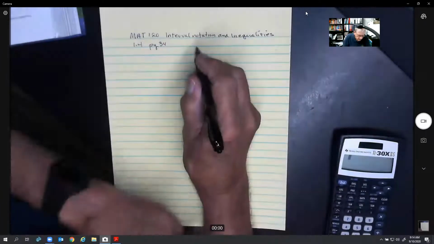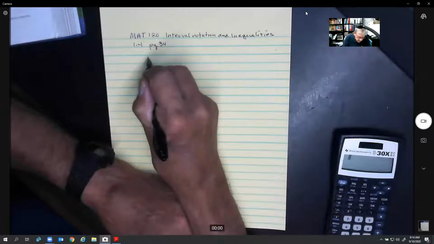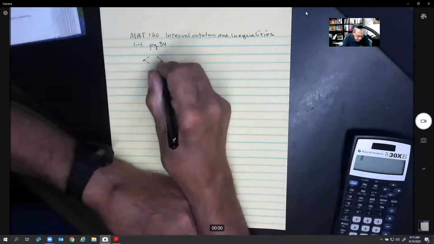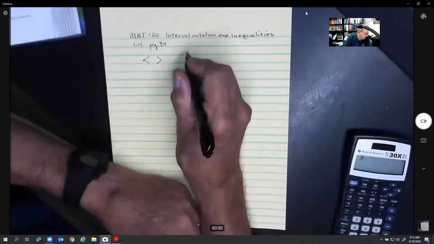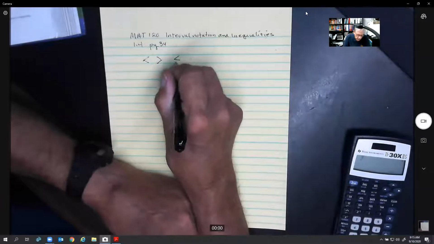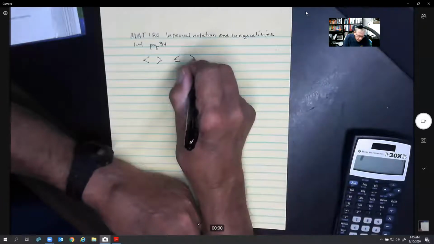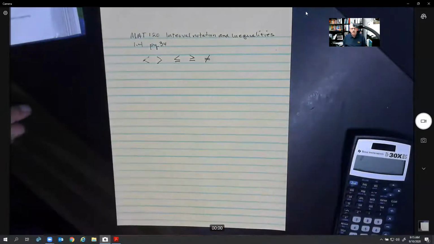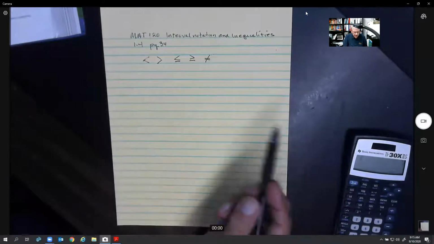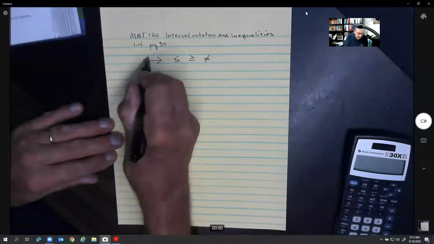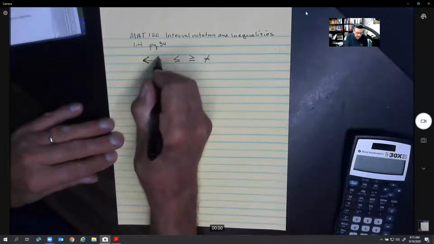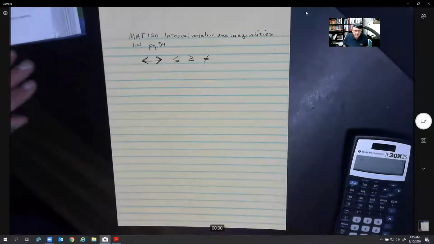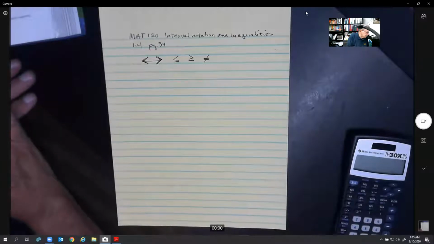Okay, inequalities obviously use symbols. This is your less than symbol, your greater than symbol, less than or equal to, greater than or equal to, or not equal. So we use those basic symbols. I think of a number line, and the lesser numbers are pointing to the left, and the greater numbers are pointing to the right. So greater, lesser, less than, greater than.